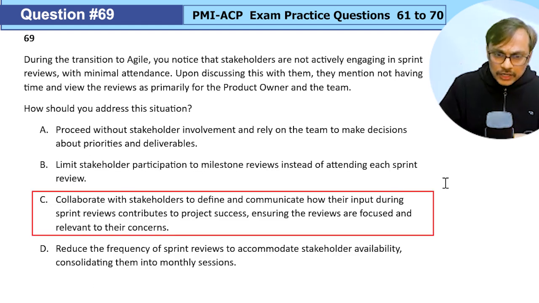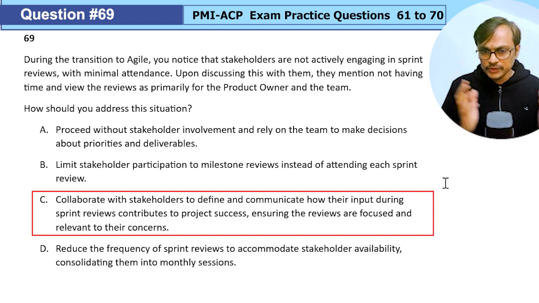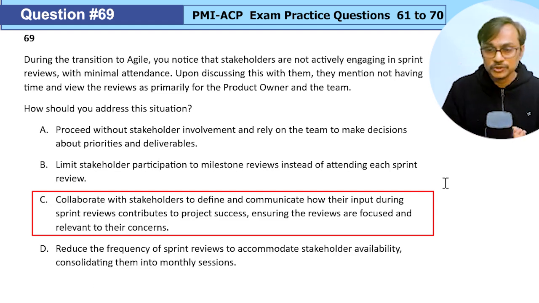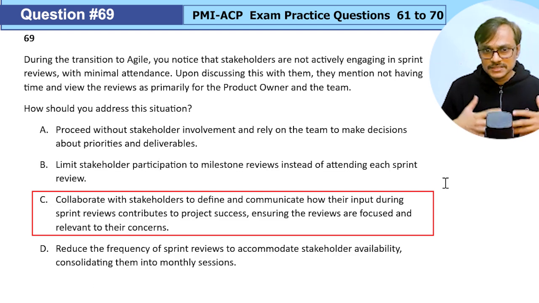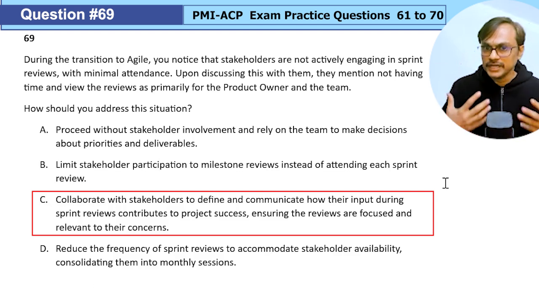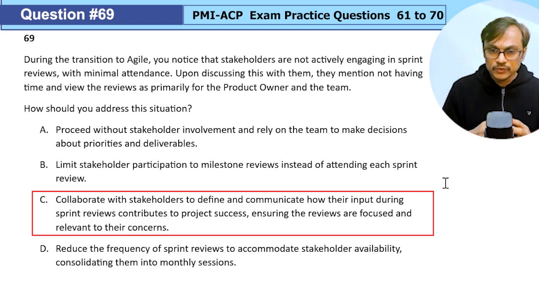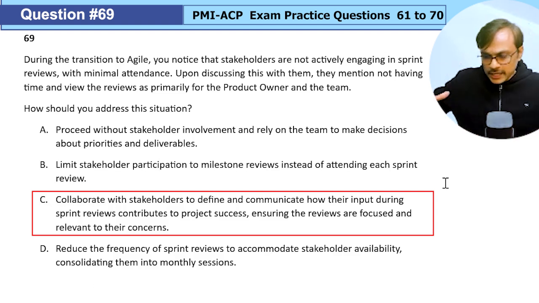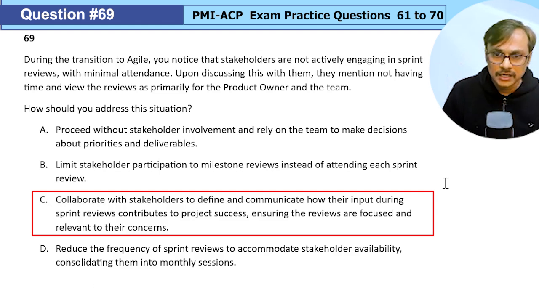Option C, collaborate with the stakeholder to define and communicate how the input required during the sprint review contributes to the project success. Great. So I will sell the idea and importance of their participation in the review, stakeholder engagement. Ensure the reviews are focused and relevant to the concern. Also increase the quality of the review and make sure that reviews are understood and appreciated by the stakeholder. Looks good. Option C is good.